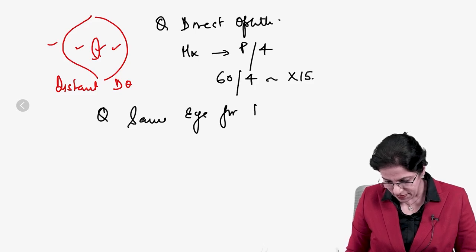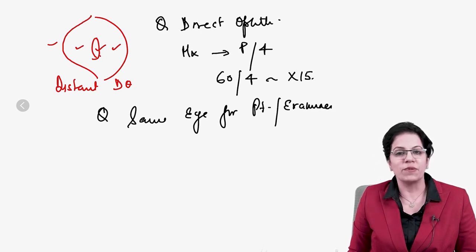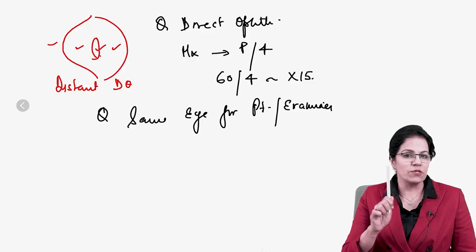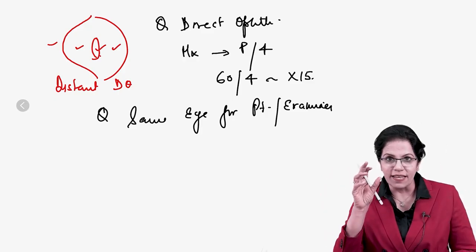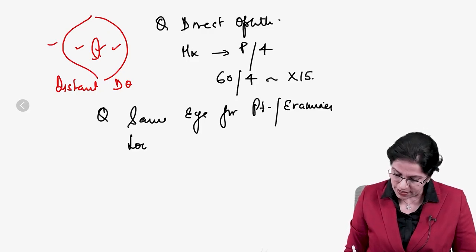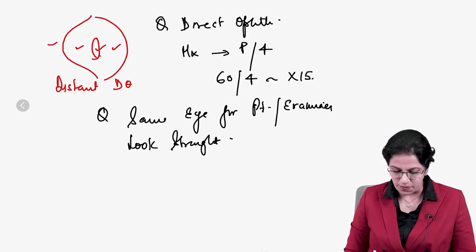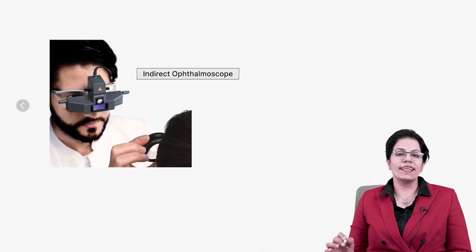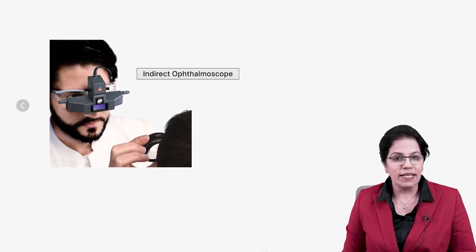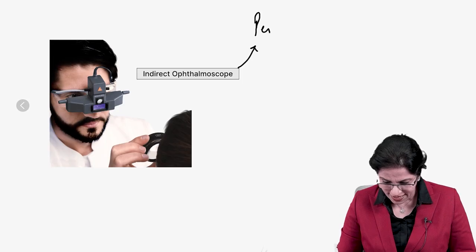Then they will ask you another question. What are you going to instruct the patient? Should he look into the light of the ophthalmoscope or should he look straight? If he looks into the light, the pupils are going to constrict. So he will look straight. So this was about points regarding direct ophthalmoscope. Now let's talk about indirect ophthalmoscope. Indirect ophthalmoscope is mainly used to see the peripheral retina. Why?